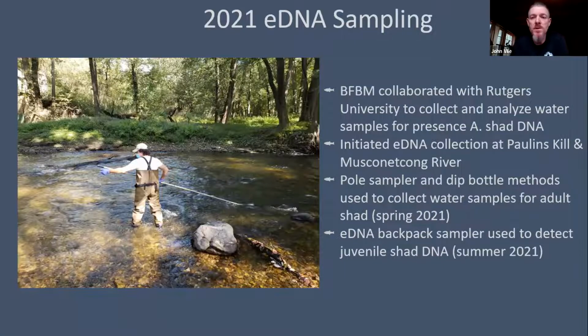So in 2021, we collaborated with Rutgers University to have them analyze our samples. We started with a pole and dip bottle method in the spring of 2021 for adults. And then later on in the summer, when we were doing some juvenile shad work, we were able to purchase a DNA backpack. We're able to utilize that.